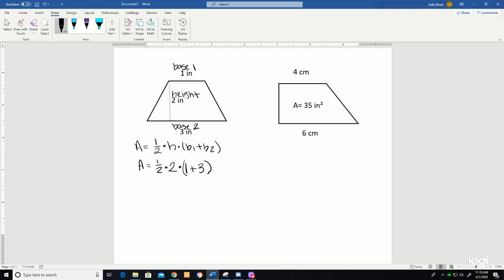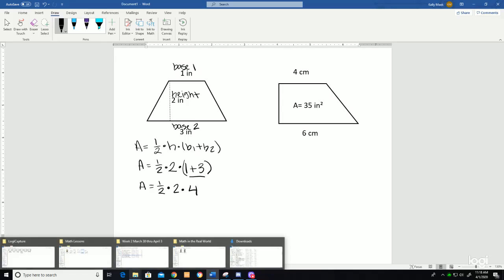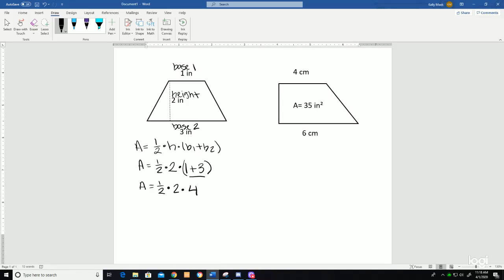Once I get those plugged in, order of operations tells me I have to solve my parentheses first, so area equals 1/2 times 2 times 1 plus 3, which is 4. Now it kind of looks like the area of a triangle, sort of, so we have an idea of how to do this. Again, you can multiply in any order. I personally like to multiply these two numbers together first and then multiply by my 1/2. So I have 1/2 times 2 times 4. 2 times 4 is 8.